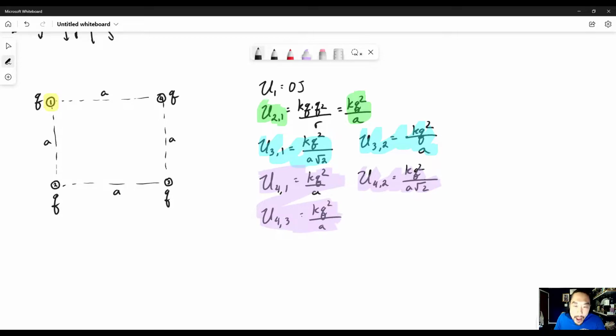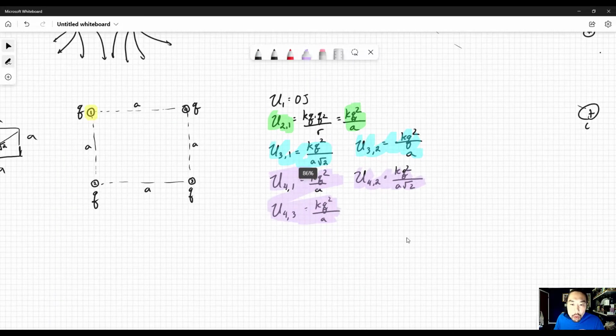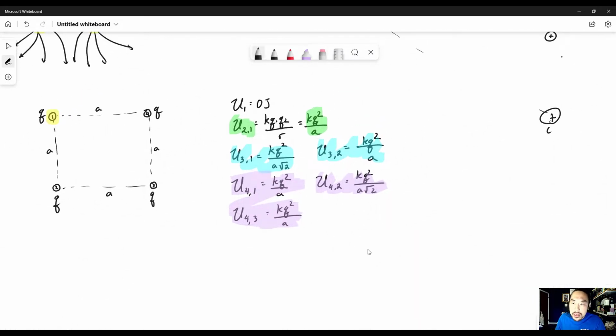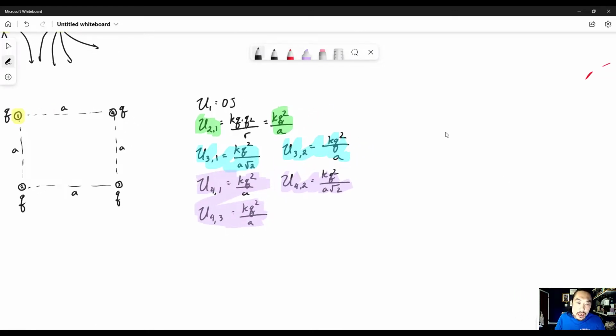Okay, so now we can actually answer the question of how much work it requires to come up with this system that you see. Let me erase my previous work. In order to do this, we have to create a formula that says that the total work to create this configuration is equal to U2 on 1 plus U3 on 1 plus U3 on 2 plus U4 on 1 plus U4 on 2 plus U4 on 3.